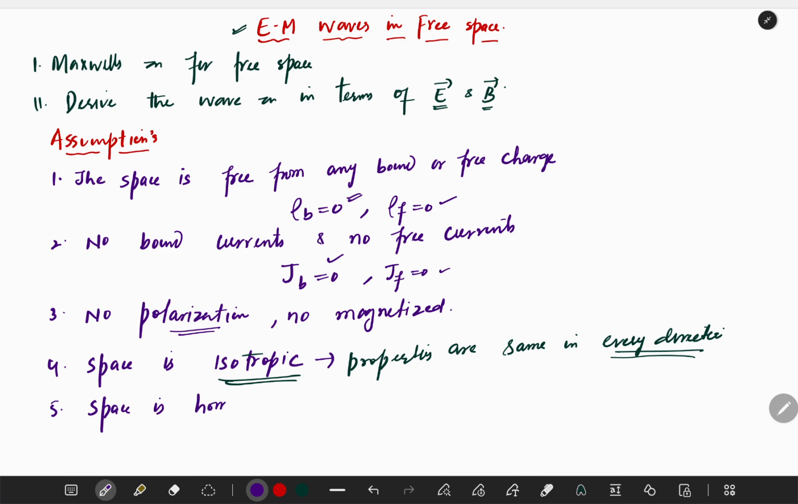Space is homogeneous. Every point is the same. Again, no point is more preferable than another point. So these are the assumptions for electromagnetic waves in free space, when we try to understand the behavior of EM waves in free space. So these are the assumptions.